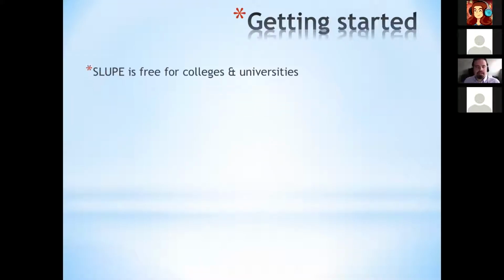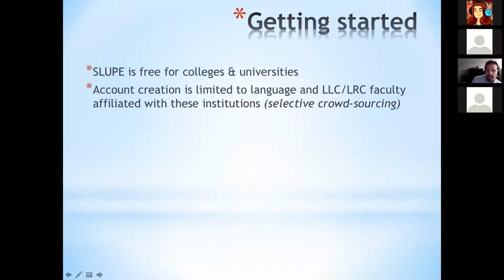Okay, so just some quick information before I get to the questions. SLUPE is free for colleges and universities if you want to build your own test. And again, you don't have to write your own questions. There's a functionality we can talk about where you can look at what other institutions have written and you can tag those questions for yourself. Right now, account creation is limited to language, LLC, LRC faculty affiliated with these institutions, the colleges, universities, to kind of control what gets put into the collective shared database.